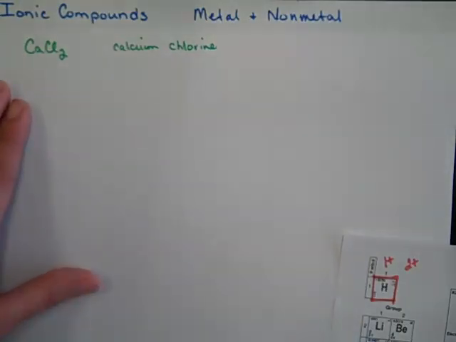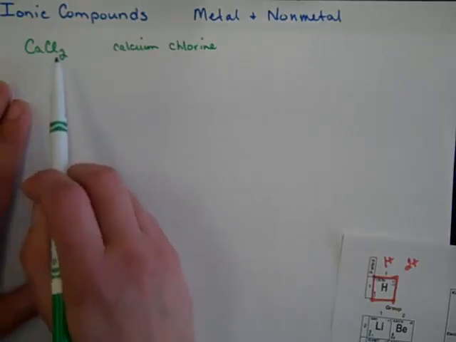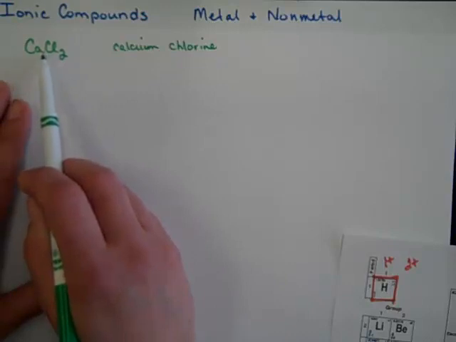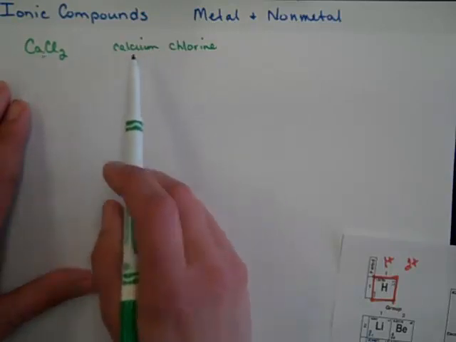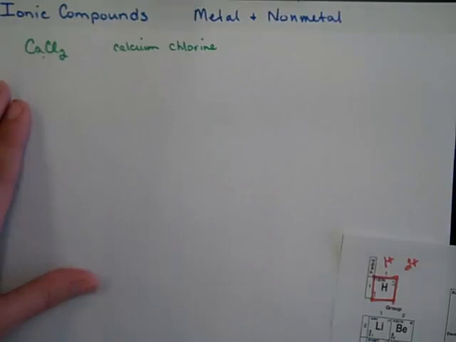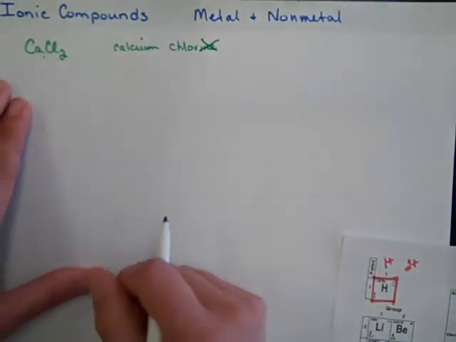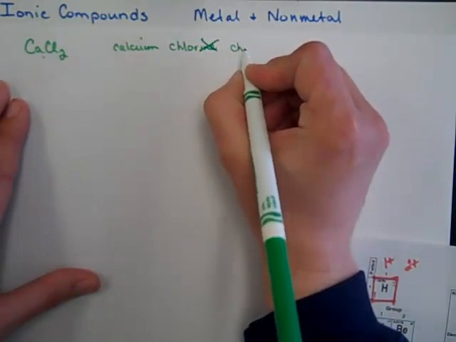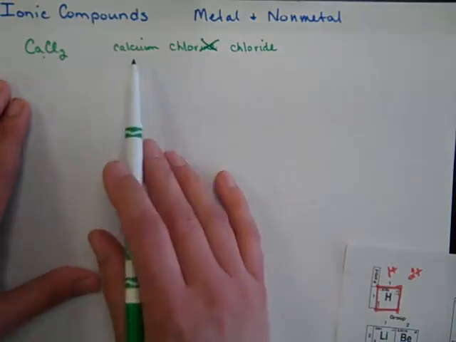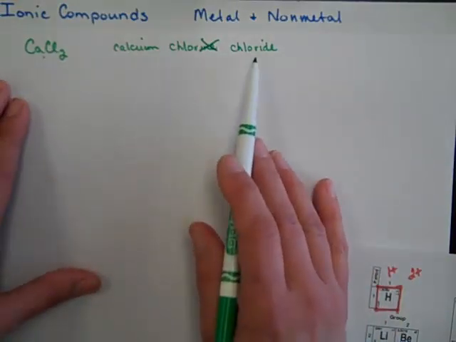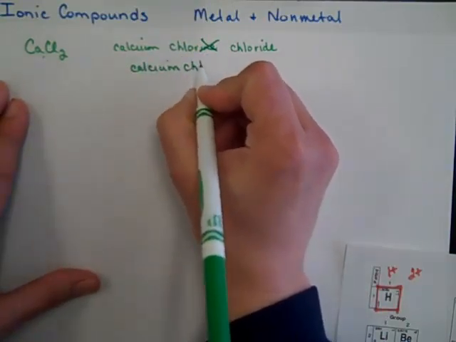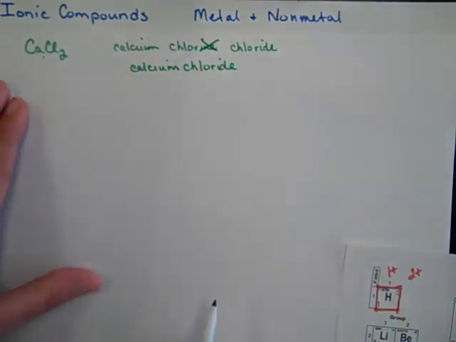Now what happens is when we write these formulas, anytime we write the formulas or the names, the positive ion goes first. So calcium has a 2 positive charge, so this is going to be the one that's written first. We do the same thing in our naming. So that positive ion is written first. The negative ion is written second. The negative ion gets its ending changed. So we're going to change that ending to IDE. So instead of saying calcium chlorine, we're going to say calcium chloride. So the name for this particular compound is calcium chloride.